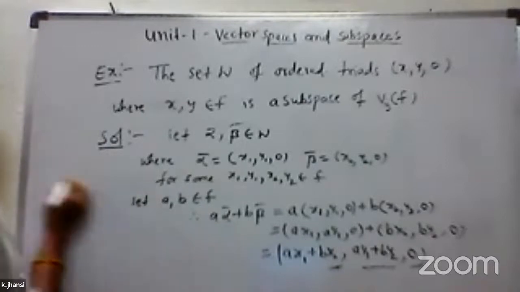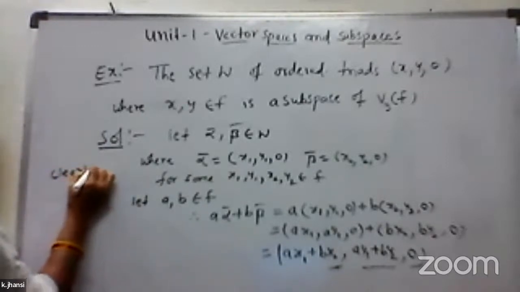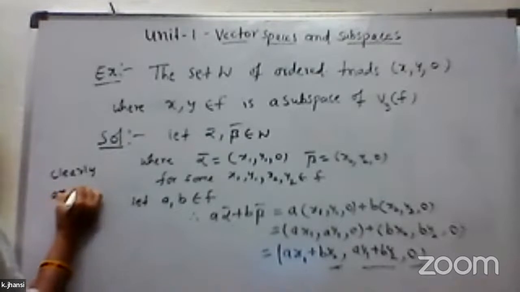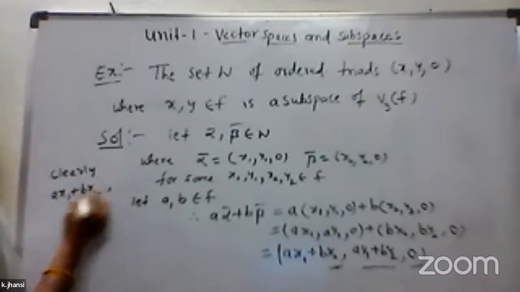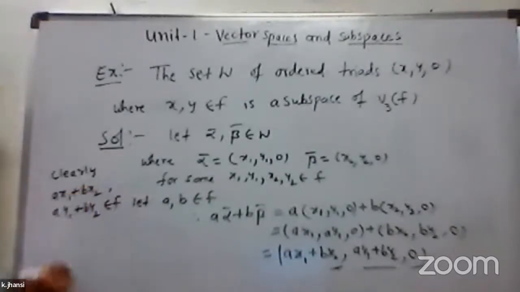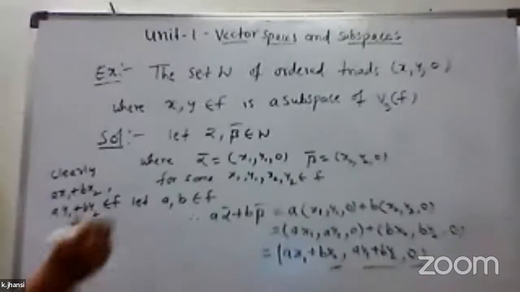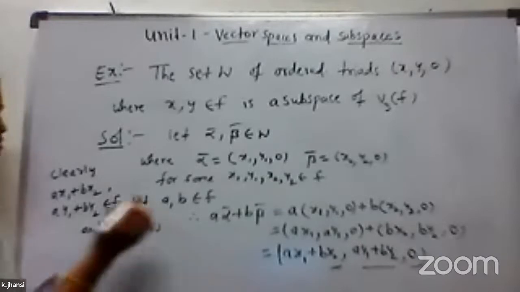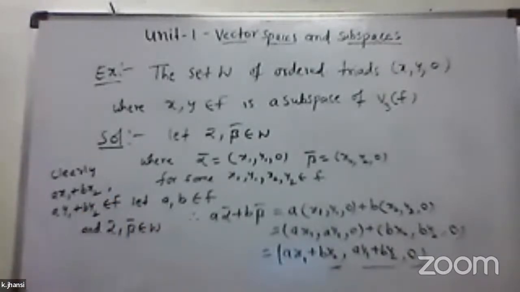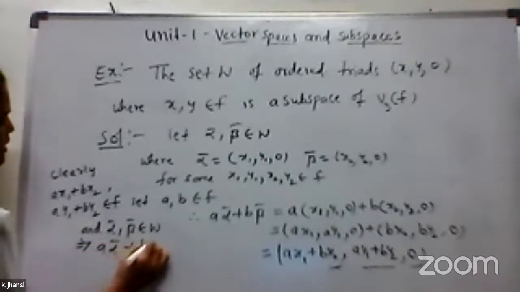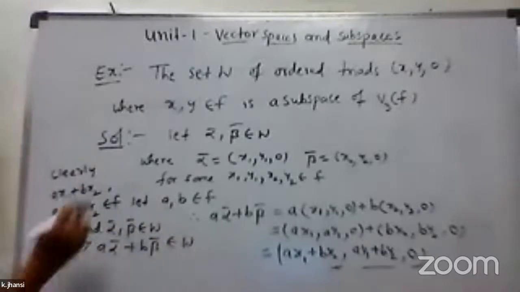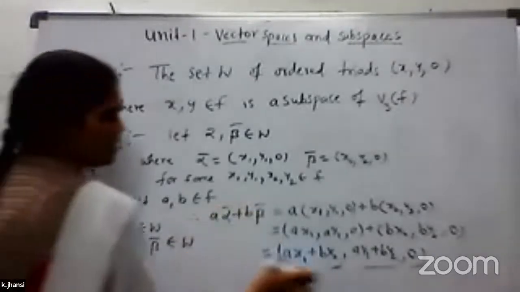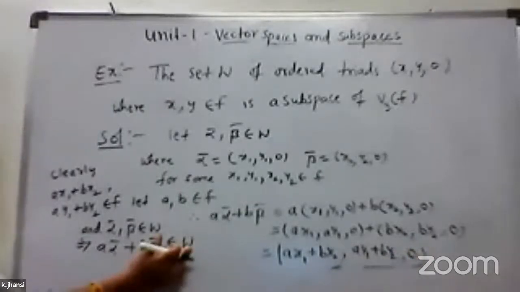So after this, clearly a x1 plus b x2 comma a y1 plus b y2 belongs to the field of scalars. And here alpha bar comma beta bar belongs to W. This is satisfying the conditions. So we can tell this implies A alpha bar plus B beta bar belongs to W. Whatever the condition is there, it is belonging to W.